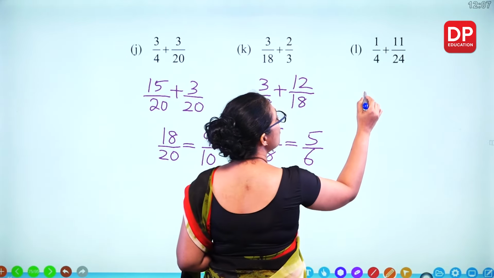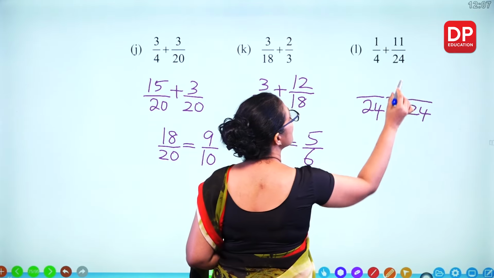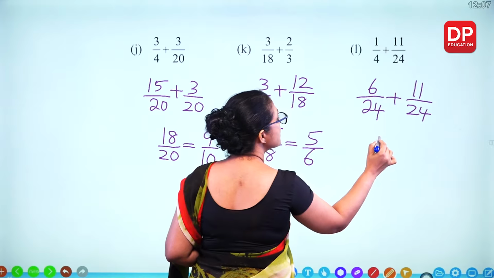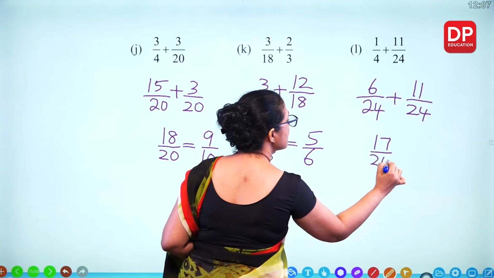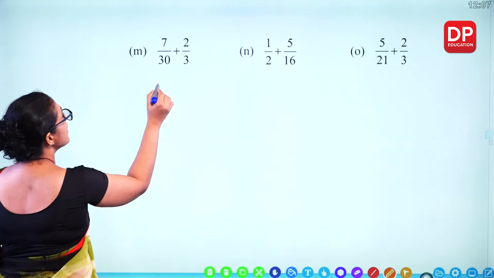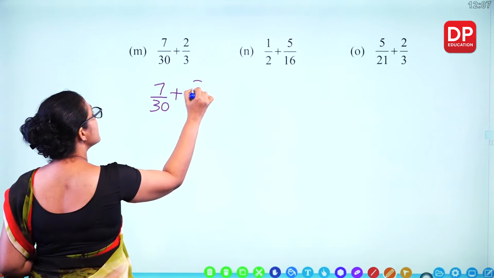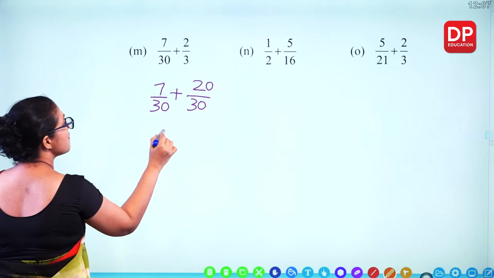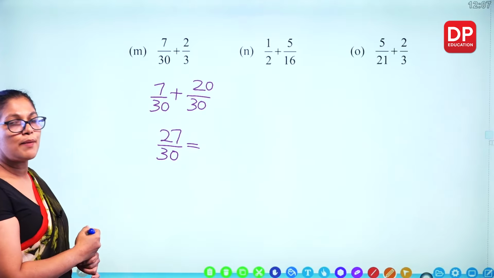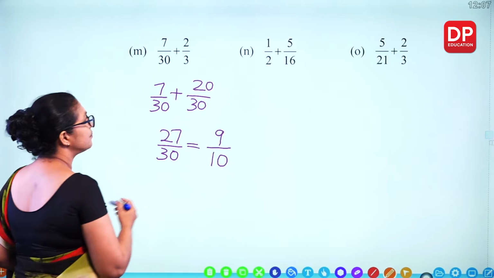4 and 24, we can convert to 24. Multiply by 6. 6 times 1, 6. 11 plus 6, 17. 30 and 3, we can convert to 30. That means multiply by 10. You get 20. 20 plus 7, 27. Simplify. You can divide by 3. 3 times 9, 3 times 10.